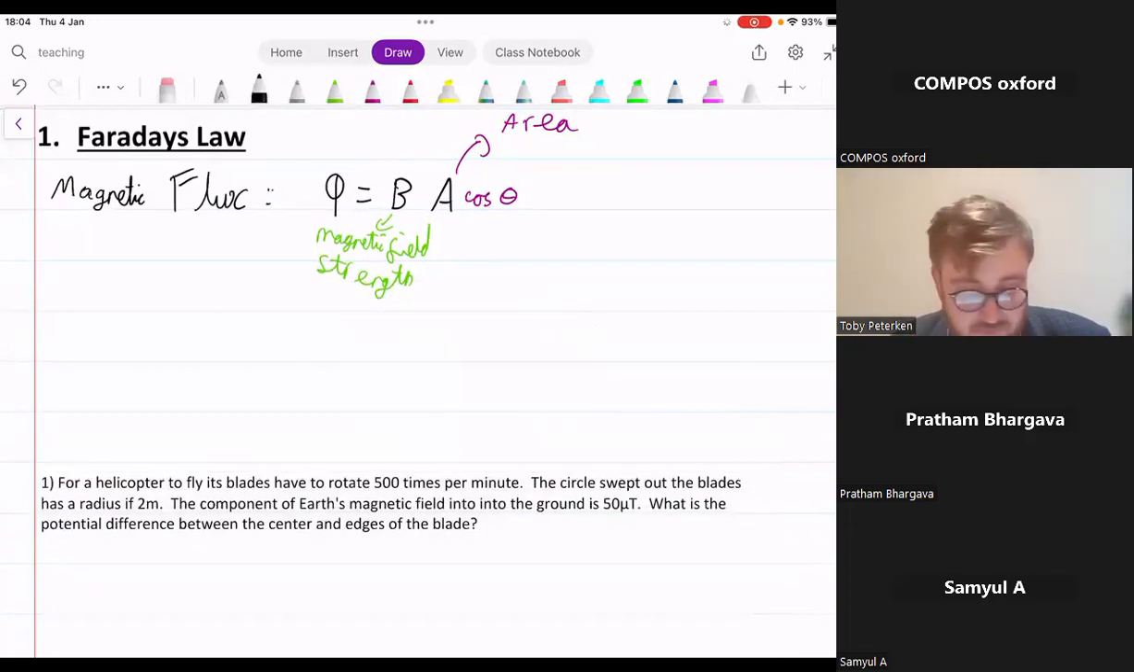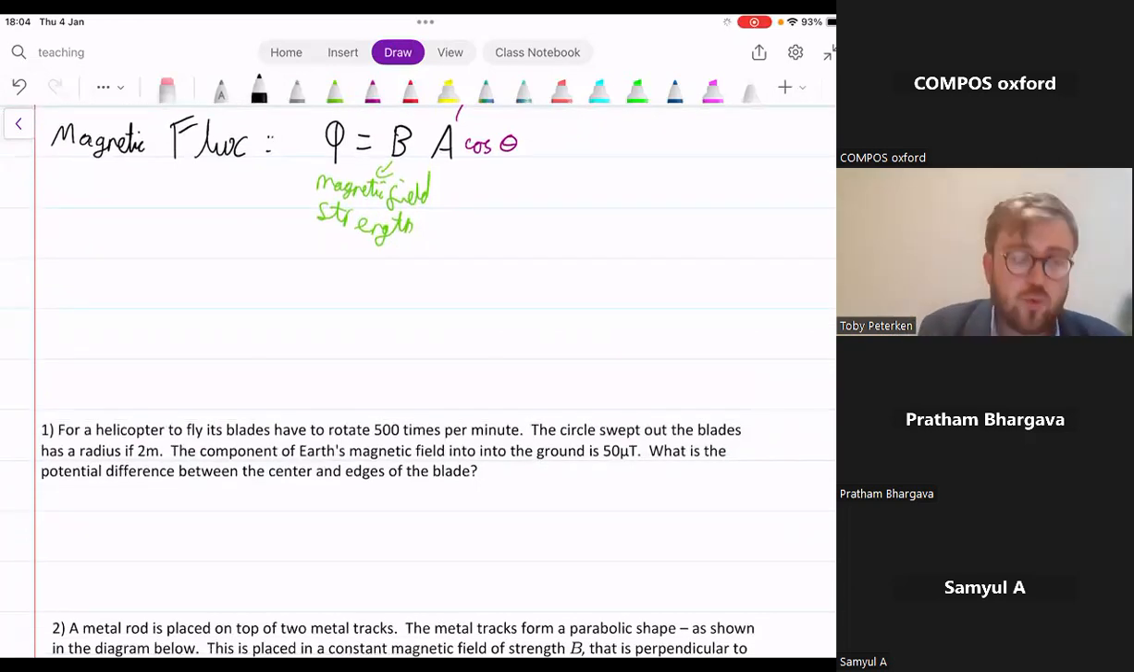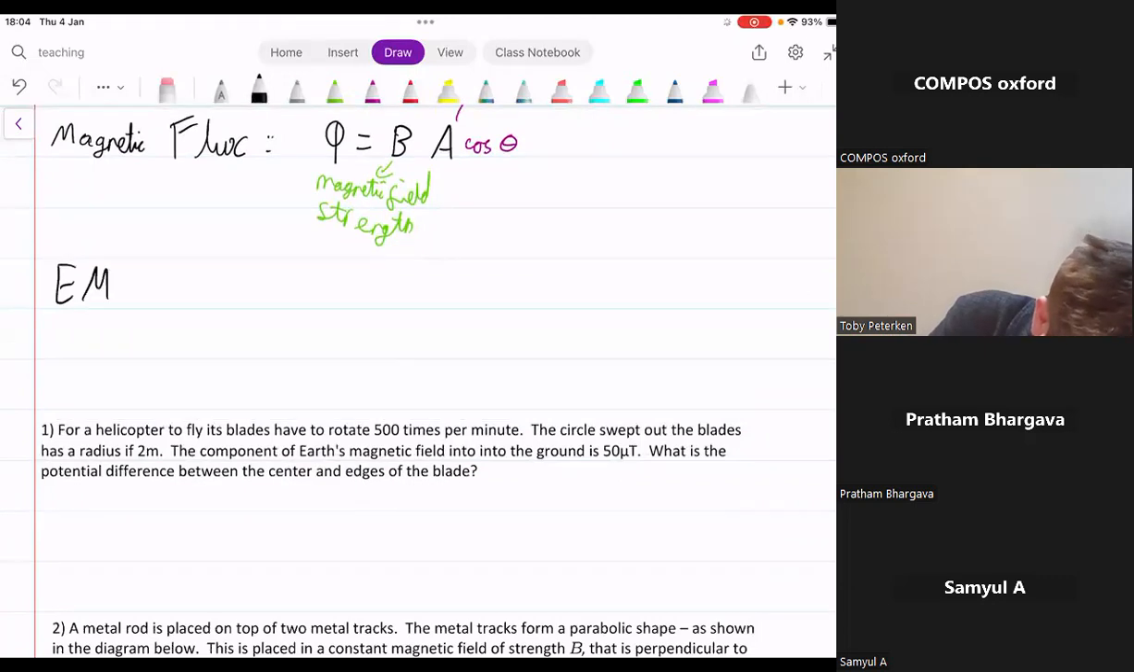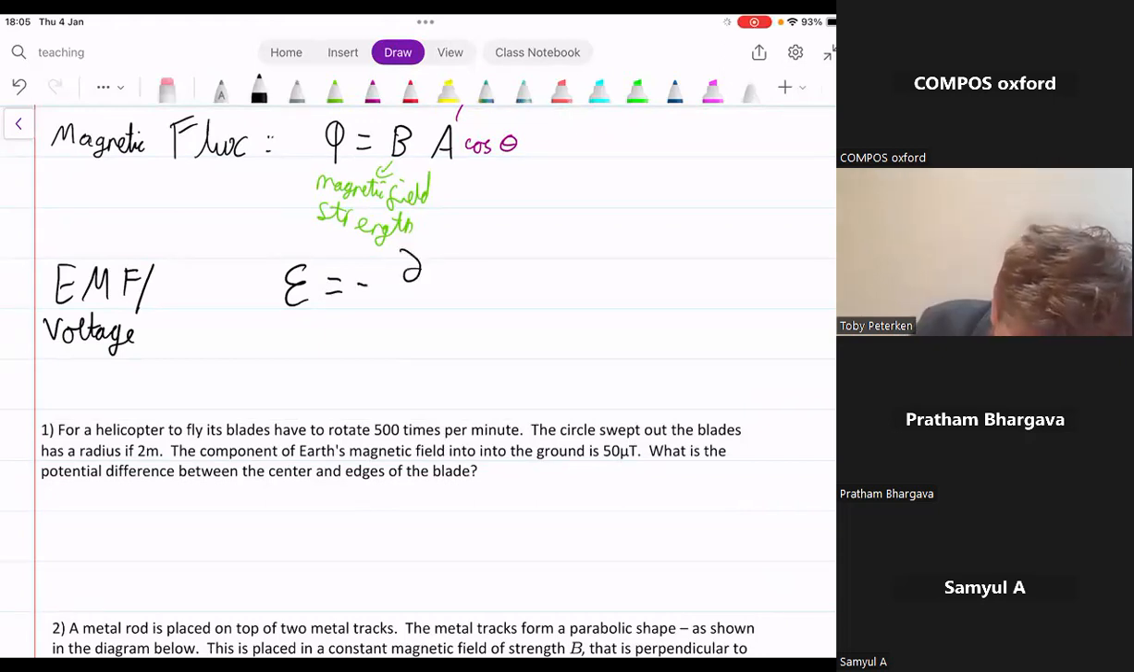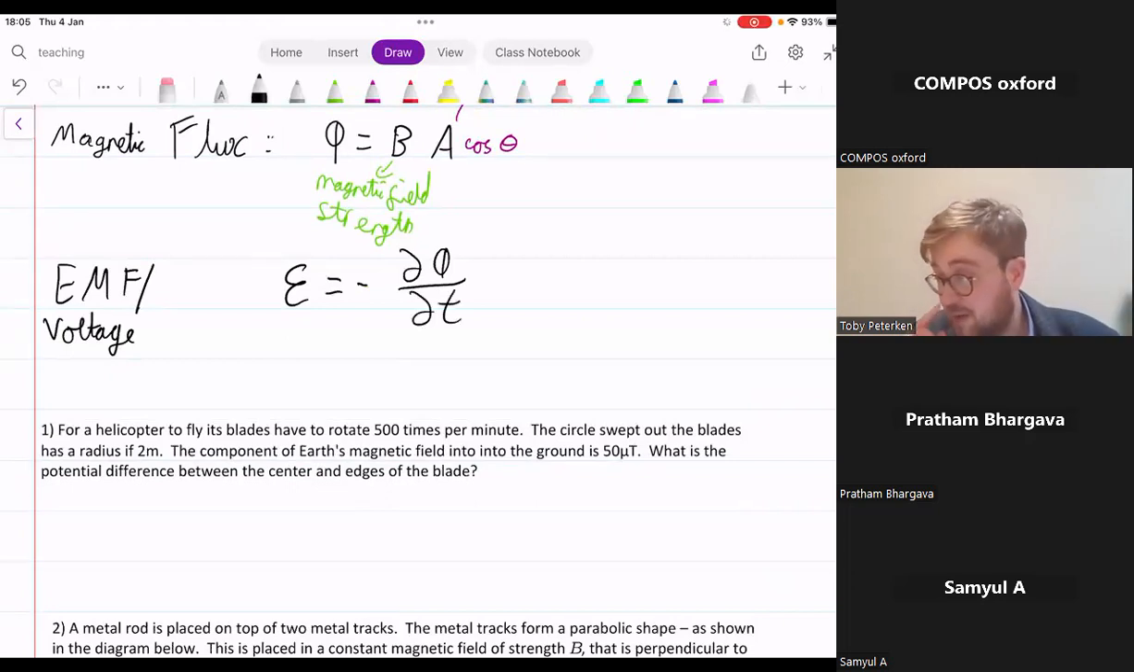And then the voltage, or what's called the electromotive force in this case, but it's essentially just voltage. So the electromotive force, or voltage, around a loop is given by this curly E. It looks a bit like an epsilon, but it's a calligraphic E. And this is minus the rate of change of flux with respect to time.